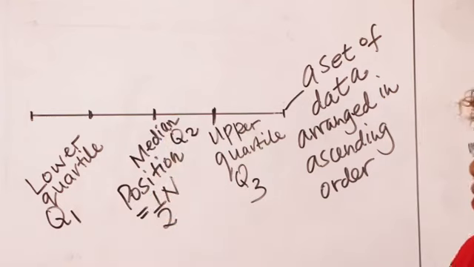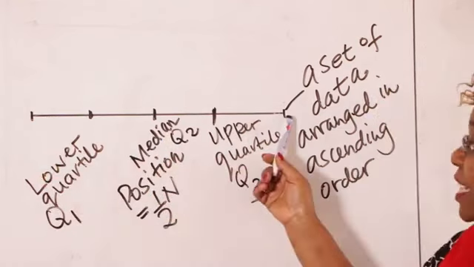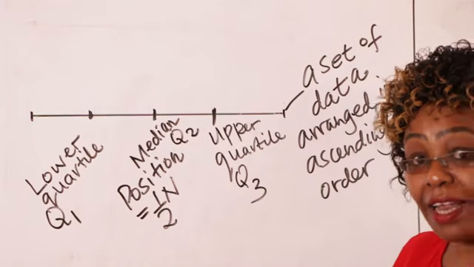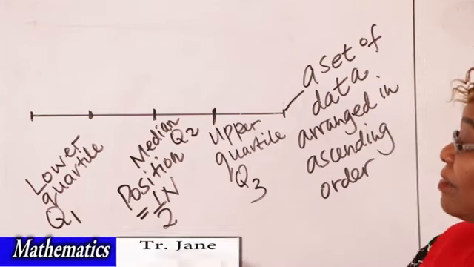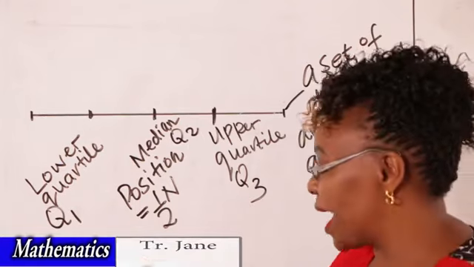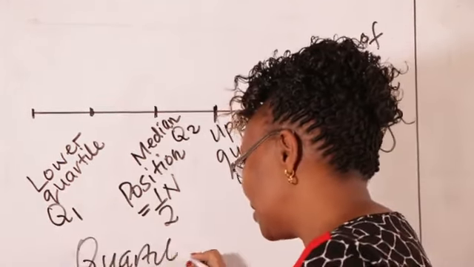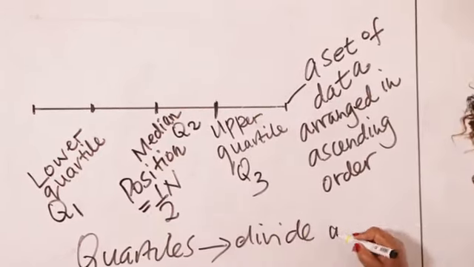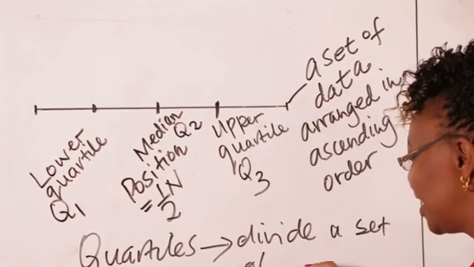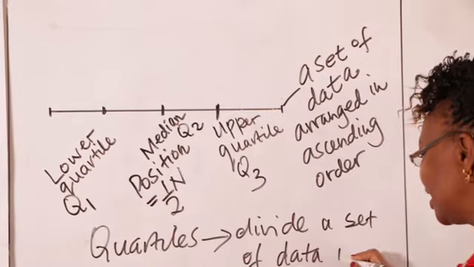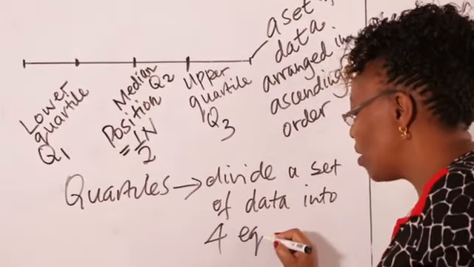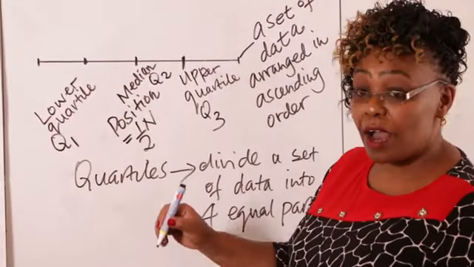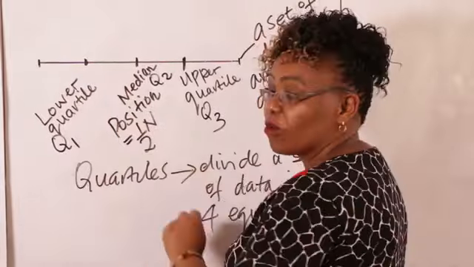So, Lana, we are dealing with quartiles, and these are our quartiles: 1, 2, 3. Quartiles divide a set of data into how many parts? 1, 2, 3, 4. So quartiles of a data divide the data into 4 equal parts. Yes, 4 equal parts.